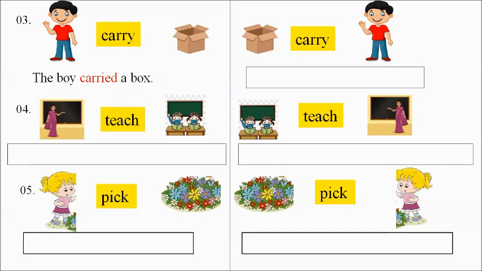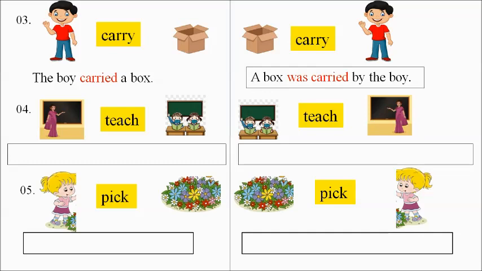Number 3. The verb is carry. The active voice sentence is the boy carried a box. Try to write the passive voice sentence. A box was carried by the boy.